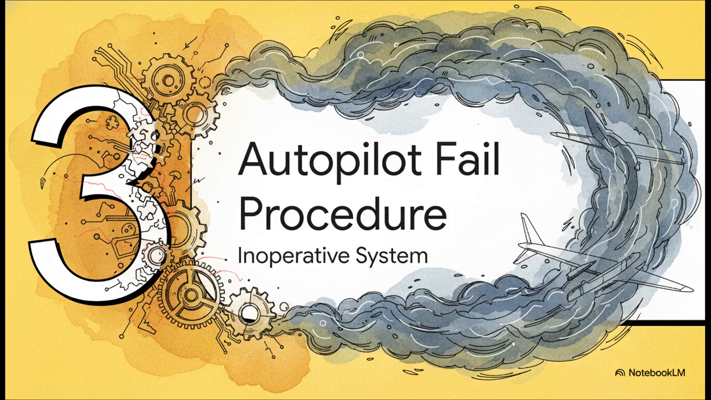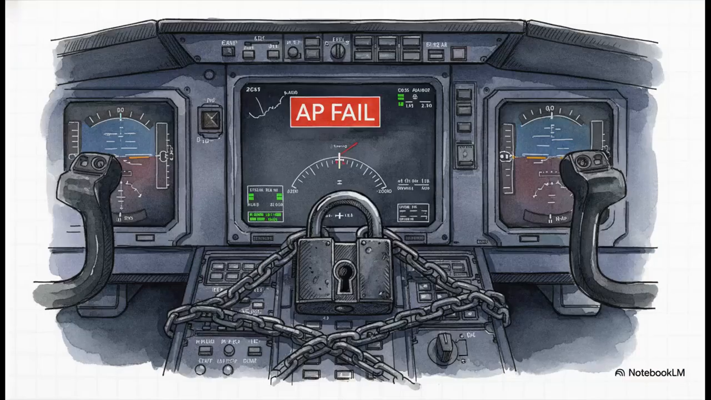Okay, Section 3, autopilot fail procedure, dealing with an inoperative system. Now, here is where the rules of engagement shift from a simple disengagement to a full-blown system failure. When the system is actually inoperative, you'll see the words AP FAIL completely locked onto your PFD. Notice there's no flashing disengaged message here. The system is flat out telling you that it has failed.